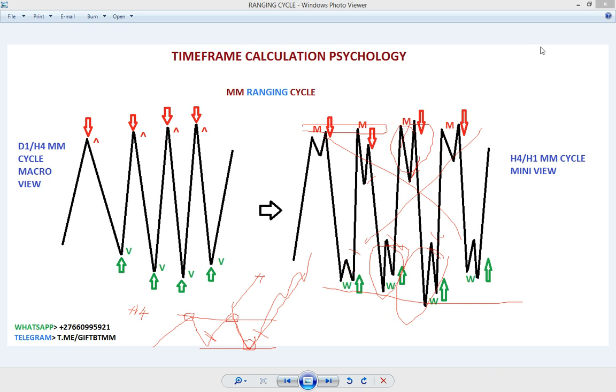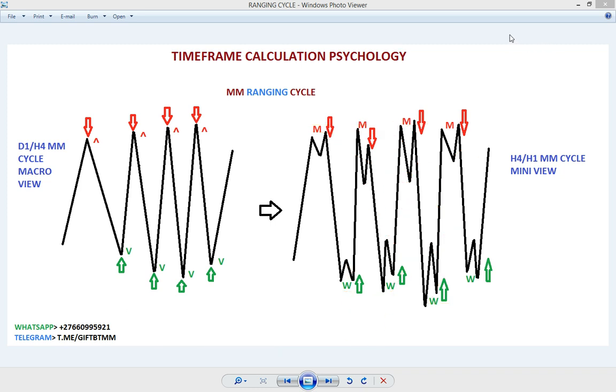Okay, let me clear this out. Let's go to the system now. As I introduced to you the Beat the Market Maker system, which is 100% non-repainting. Let's go to the lessons. Let me clear this. Alright.